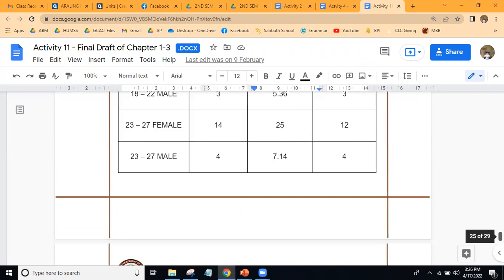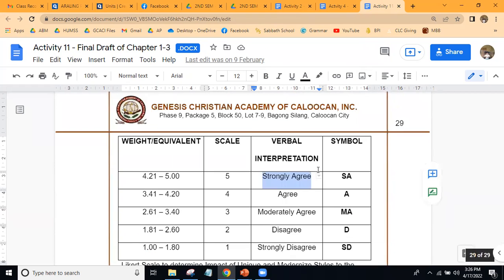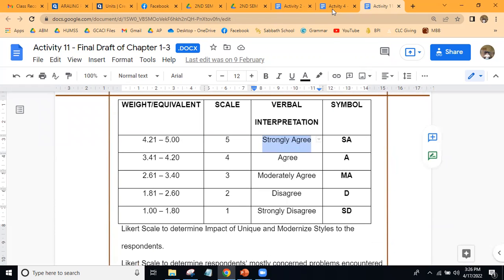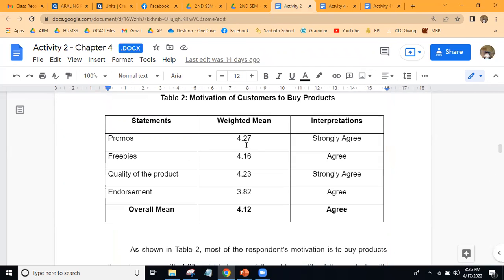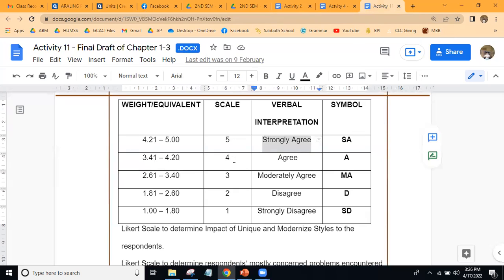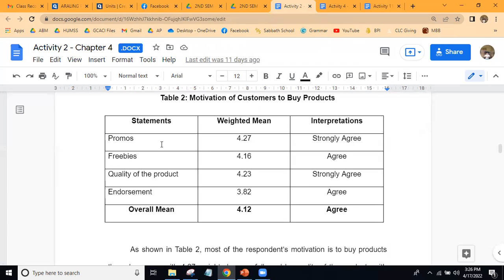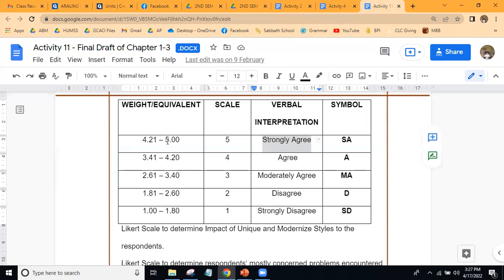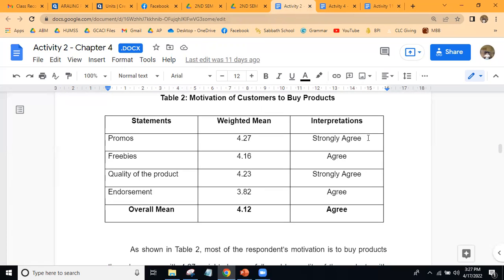Yung Likert scale natin nasa chapter 3. Ayan, so nakita natin ito, 'yon, no? Sabi ay 4.27 daw ang na-compute nating weighted mean. Ituturo yan sa inyo ng statistics teacher ninyo, dapat makinig kayo kung paano mag-compute ng weighted mean. Itong interpretation, titingnan natin, 4.27. So 4.21 to 5, dito siya pasok. So it means ang interpretation niya ay strongly agree. That's why we have a strongly agree sa interpretation.